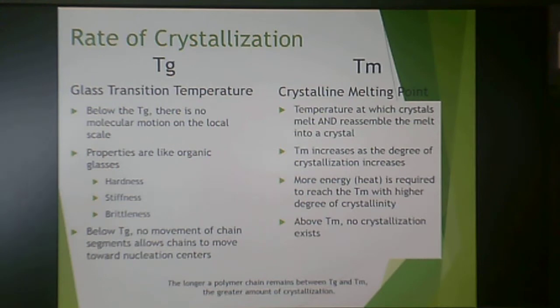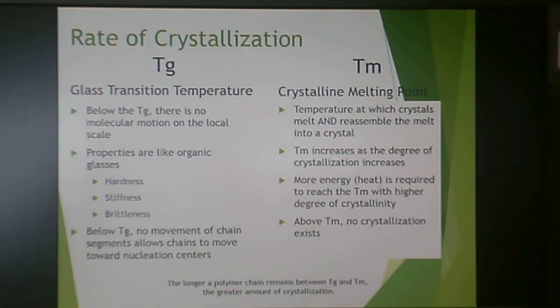This is the second half of the crystallinity video. We talked about things like degree of polymerization, what affects that. Now we're going to talk about rate of crystallization: how fast a material that can crystallize, how fast it crystallizes.